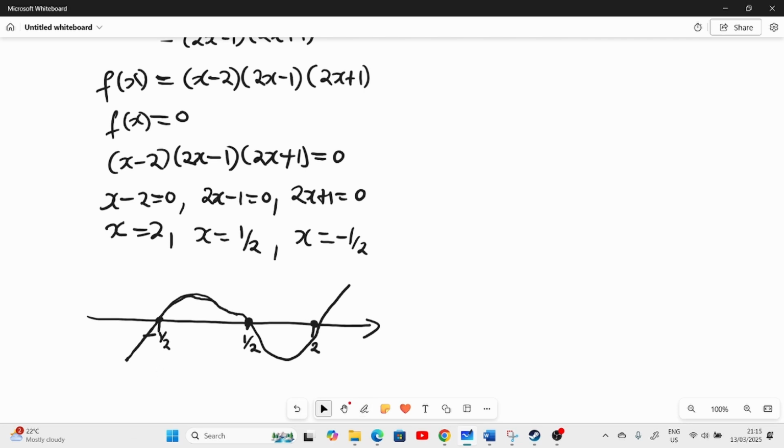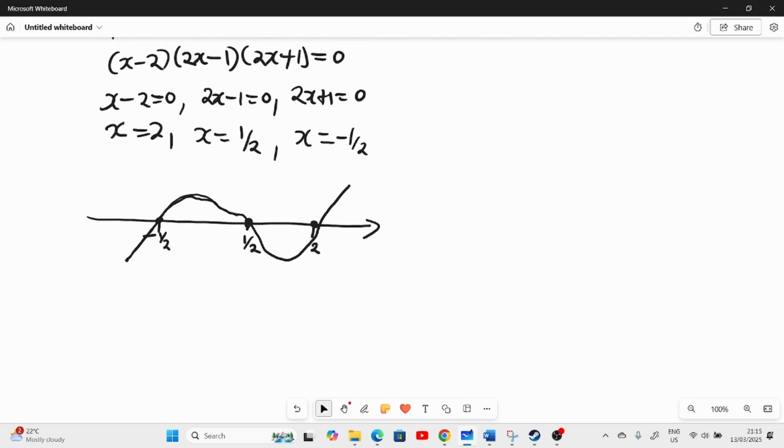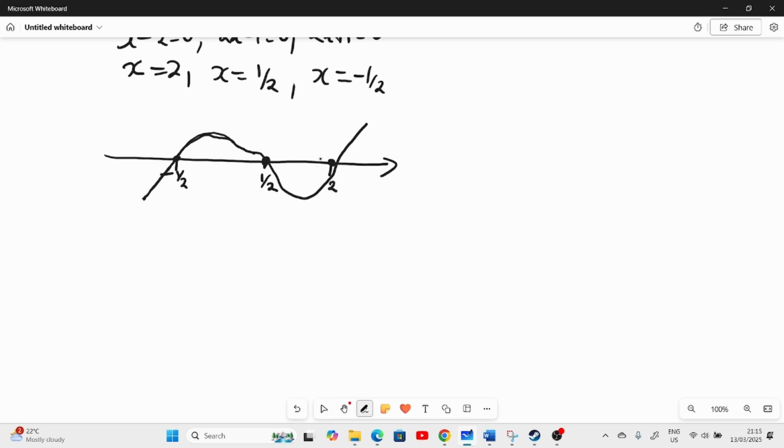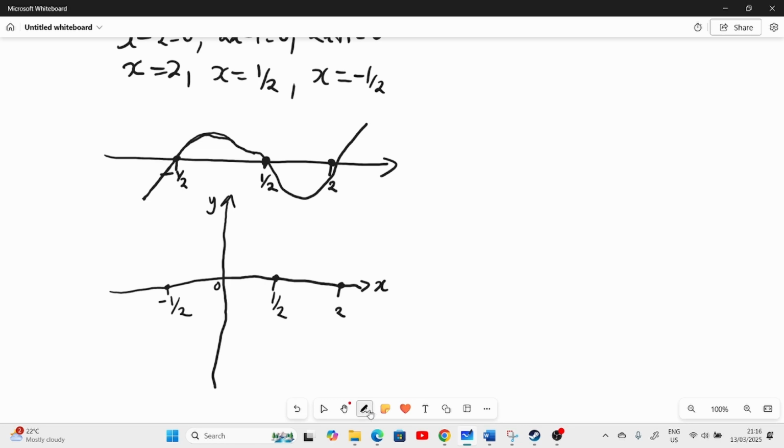Now actually sketching this polynomial, first of all, you draw your x and y plane. Not a perfect drawing, but we can work with this for now. The origin is there. Then here we have negative 1 over 2, then 1 over 2 somewhere there, then we have a 2. So the graph will pass through this point, through that point, and through that point.